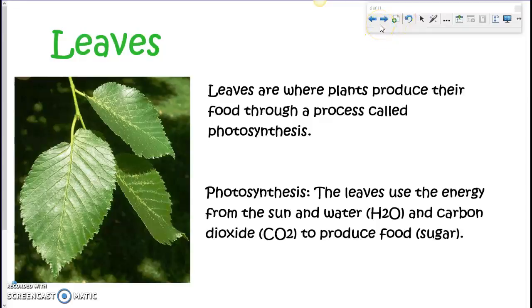Okay, and everybody have this one copied down? Alright.